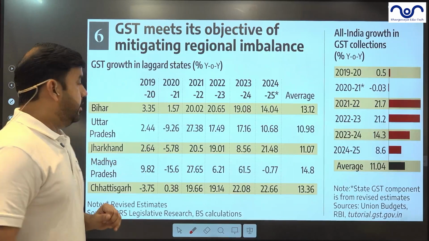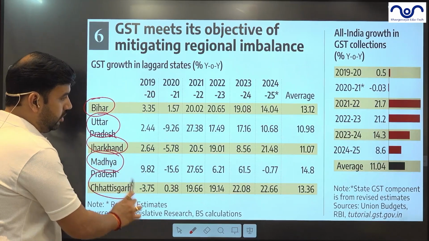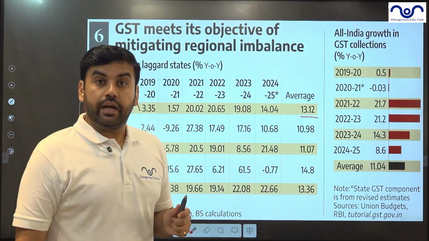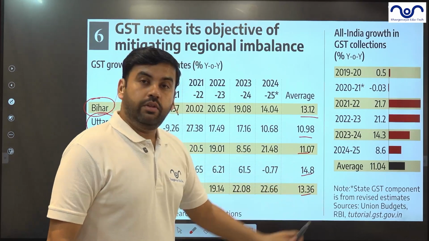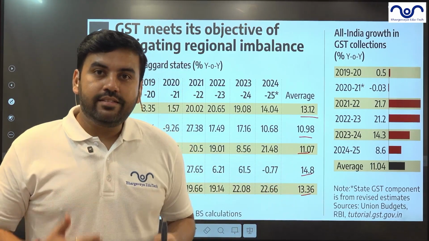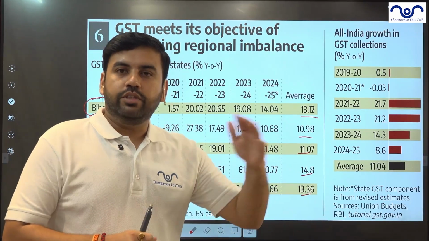Now this is very interesting, guys. Look at Bihar, UP, Jharkhand, Madhya Pradesh, Chhattisgarh, and look at their average. 13%, very high. 11, almost 11, 11, 14, 13. It is higher than the national average. So the poor states are showing better results on GST as compared to the richer states.